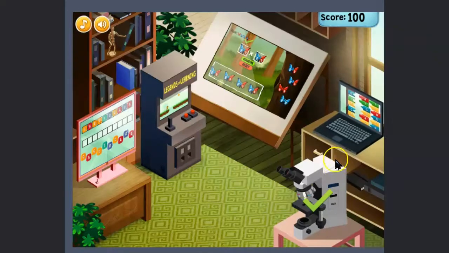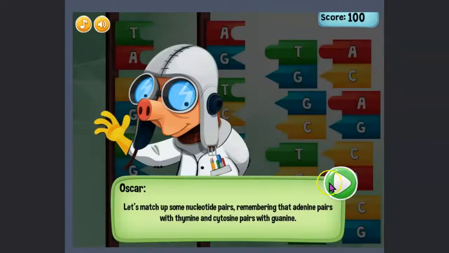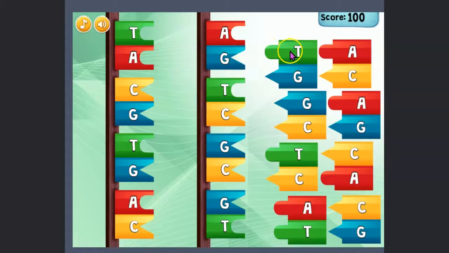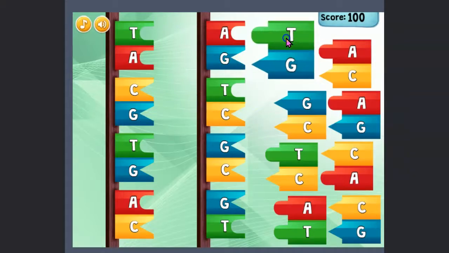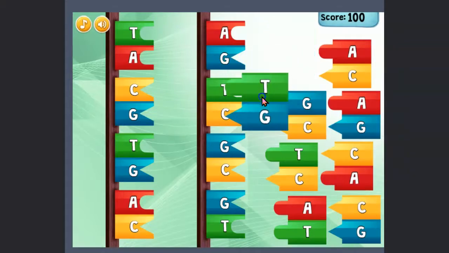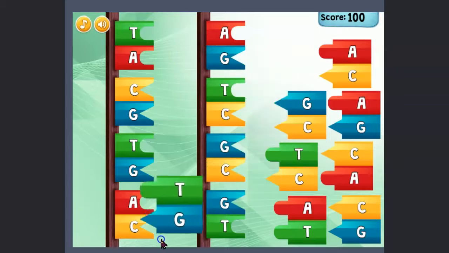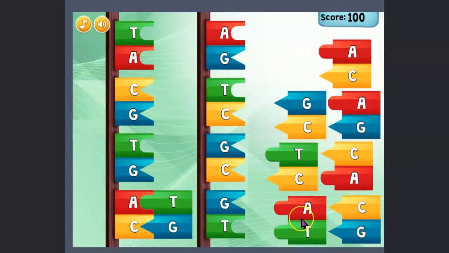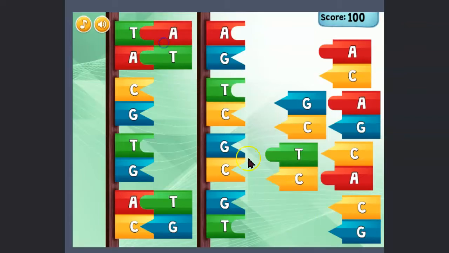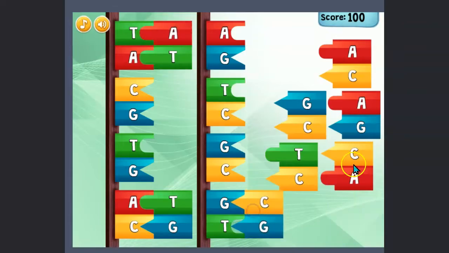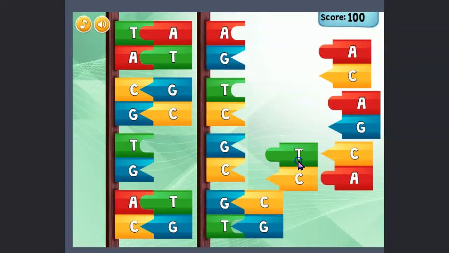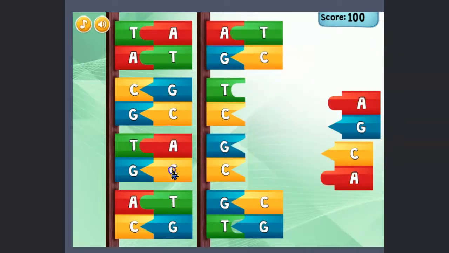Press done again. On the laptop, you're going to be making a DNA molecule by matching A with T, and the C's go with G's. A's and T's go together, C's and G's go together. As you're matching these puzzle pieces together, if you make a mistake at the very end, it will show you what the mistake is and give you a chance to fix it.